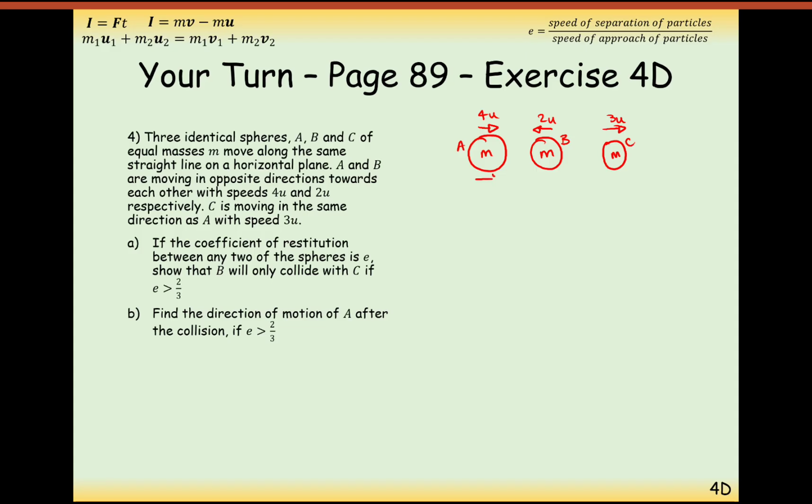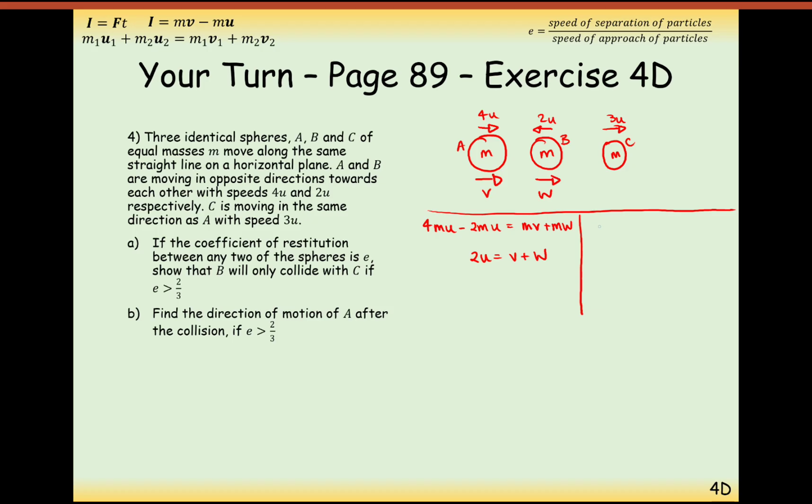Okay, so let's work out the velocities of A and B after their first collision. So let's set up our two simultaneous equations. Conservation of momentum, I'm going to point right as positive: 4mu minus 2mu equals mv plus mw. Divide by the m and we're going to get 2u equals v plus w.